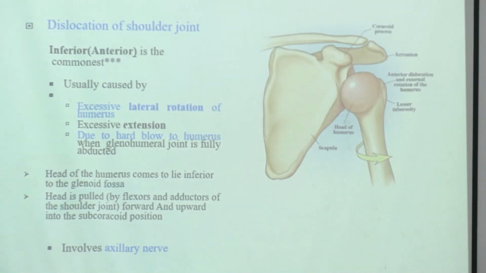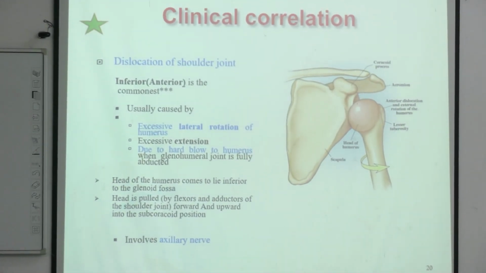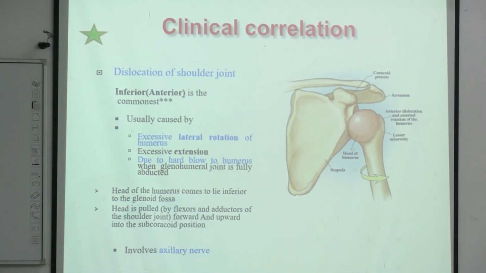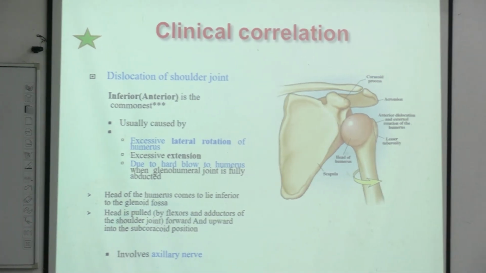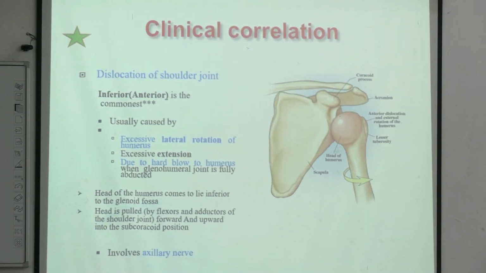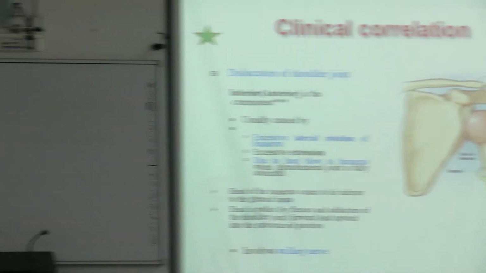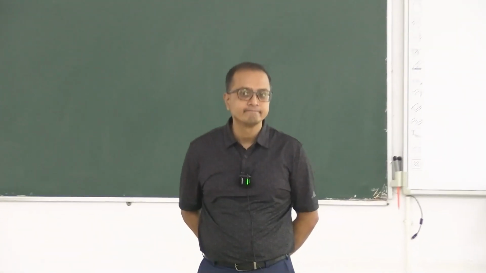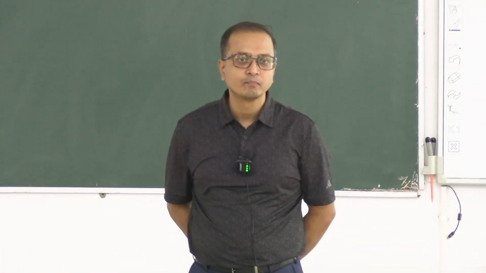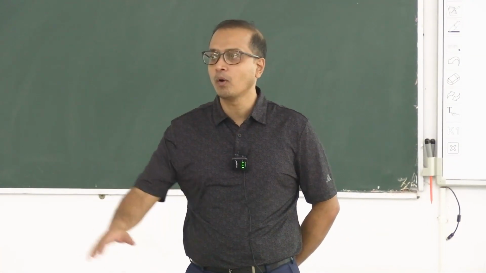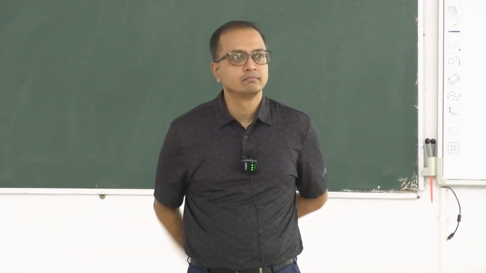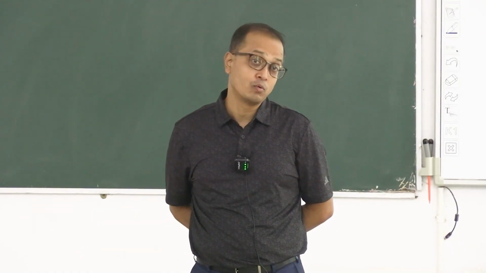Now, why does this joint dislocate? They may ask about it. Why is this joint prone to dislocation? What are you going to say? Explain why shoulder joint dislocation is common. How are we going to tell about it?